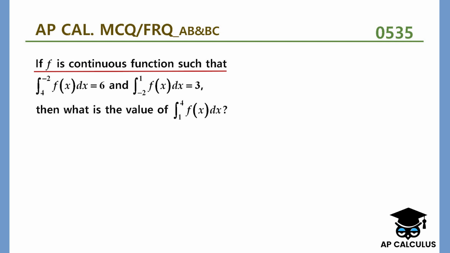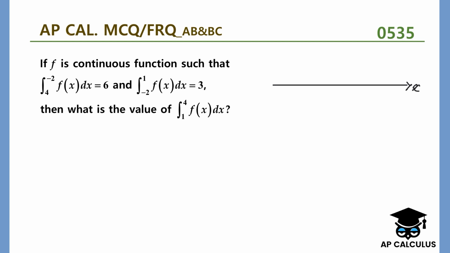Question 535. If f is a continuous function such that integral from 4 to -2 of f of x dx is equal to 6, integral from -2 to 1 of f of x dx is equal to 3, then what is the value of integral from 1 to 4 of f of x dx? Okay, let me draw a number line x here. Here we have 4 to -2, -2 to 1, 1 to 4, right? So the largest number is 4 and the smallest number is -2, and we have 1 between those two numbers. So let's write the smallest number -2, 4 the largest number, and 1 between these two numbers, right?